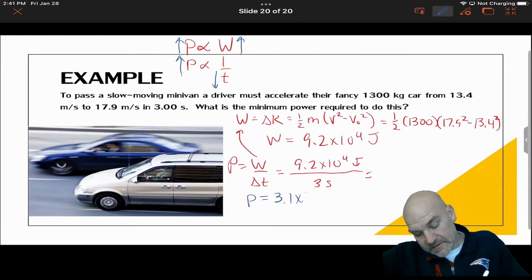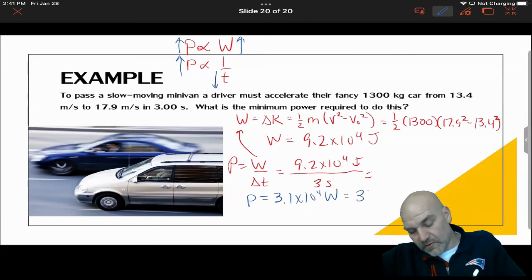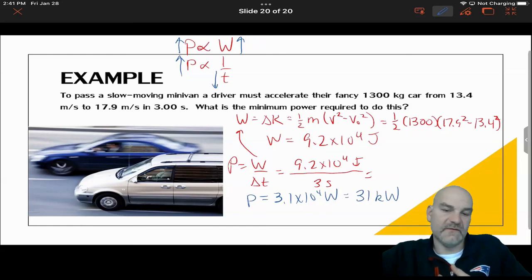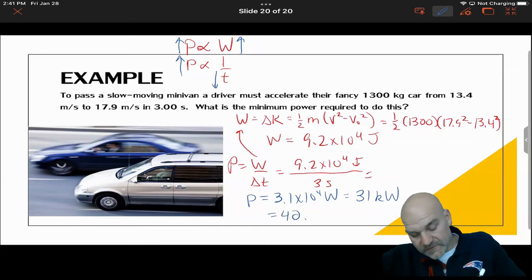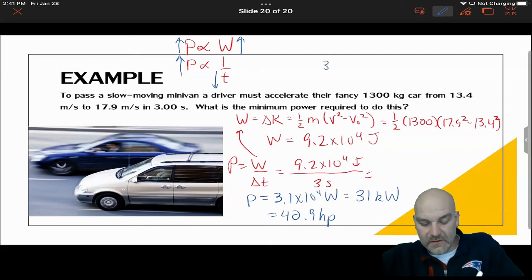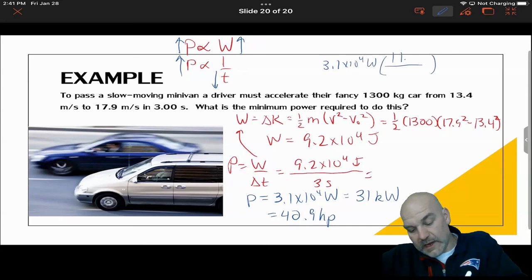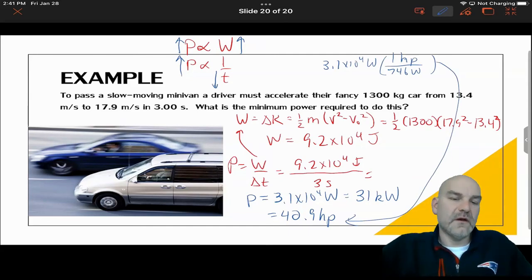Well, we did 3.1 times 10 to the 4th watts. Now, you may be asked to convert this. So this is 31 kilowatts. All we do is simply divide that number by 1,000. Or it's 40.9 horsepower. To get to that, we do 3.1 times 10 to the 4th watts, and we know that 1 HP is 746 watts, and we get an answer of 40.9 horsepower.